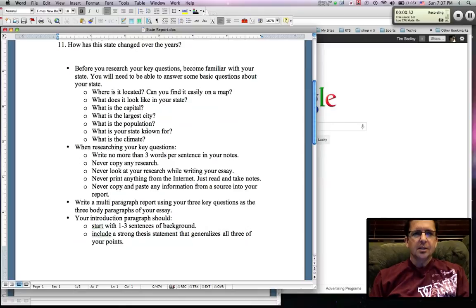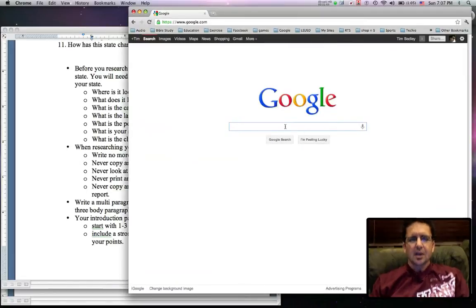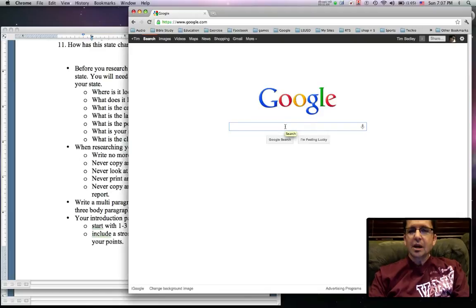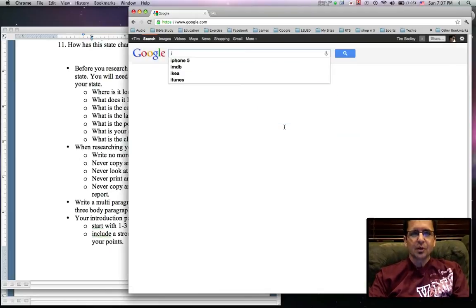Where is it located? Can you find it easily on a map? What does it look like in your state? What is the capital, the largest city, the population? What is your state known for? What is the climate? And so what I want to do first, and I'm going to be doing the state of Iowa. You guys are not allowed to do Iowa. Sorry, you've got 49 other states to choose from.